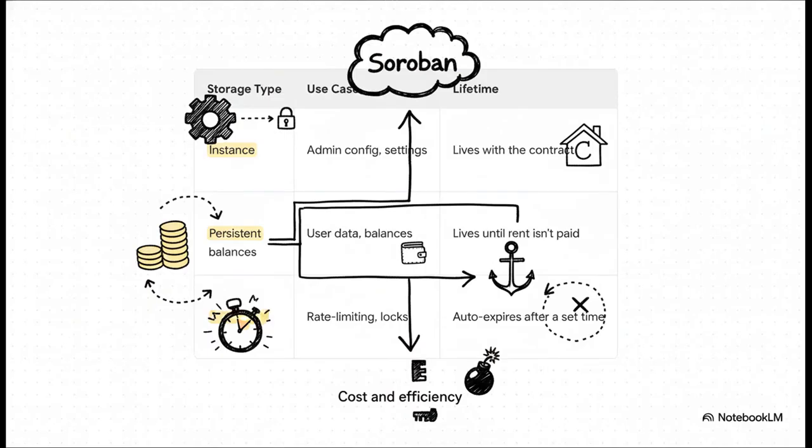One of the most important concepts in Soroban is that not all data is treated the same. You have 3 types of storage. Think of it this way. Instance storage is for set it and forget it data, like your contract's admin address. Persistent storage is for long-term data that needs to stick around, like user balances. And temporary storage is for data that has a built-in expiration date, perfect for things like rate limiting. Choosing the right one is key to building efficient and cost-effective contracts.